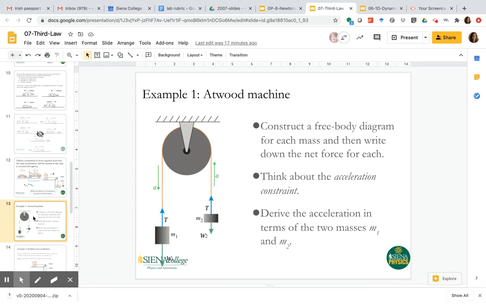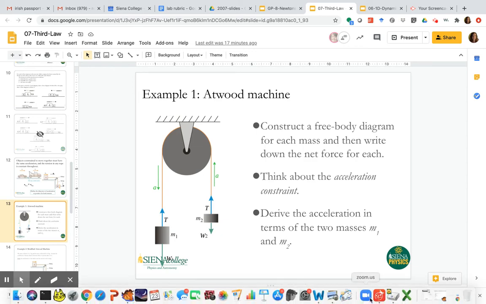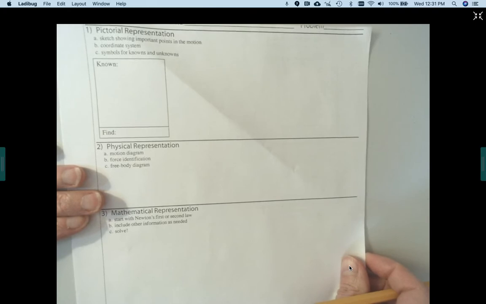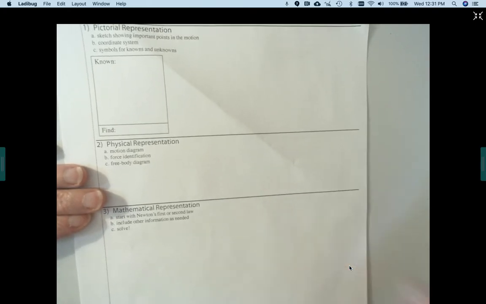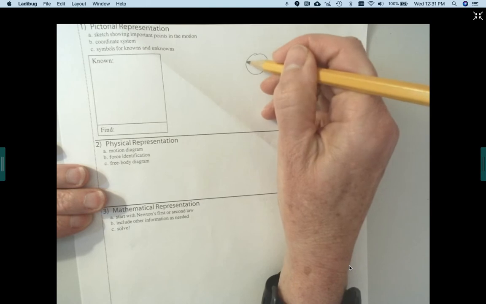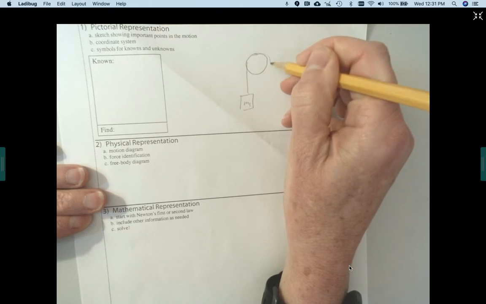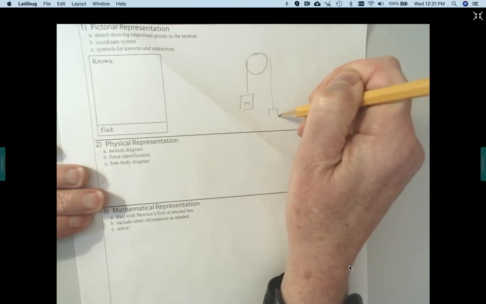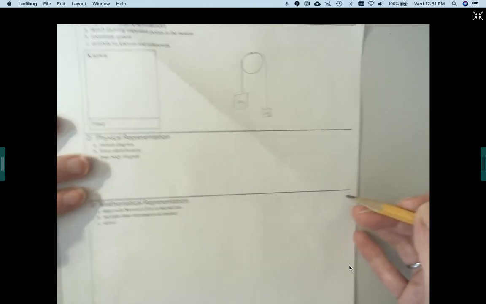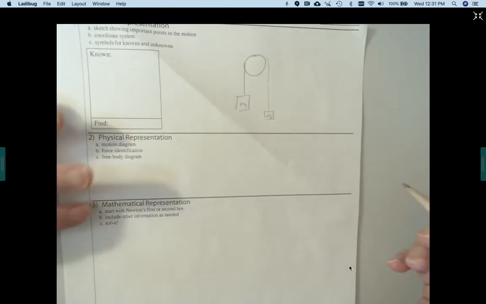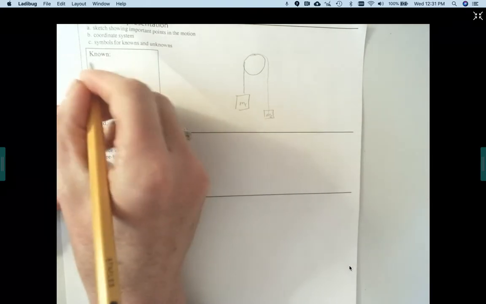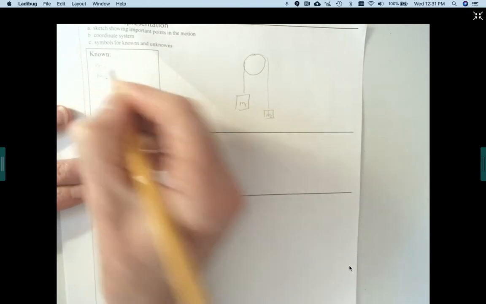Okay, and we don't actually have any numbers in this one, so it's just big M1 on the left and little M2 on the right. So let's just sketch that picture here. Okay, so we have a pulley, we have M1 on the left, and a smaller M2 on the right. And we want to find the acceleration. We're not given anything specific, we just know M1 and M2.